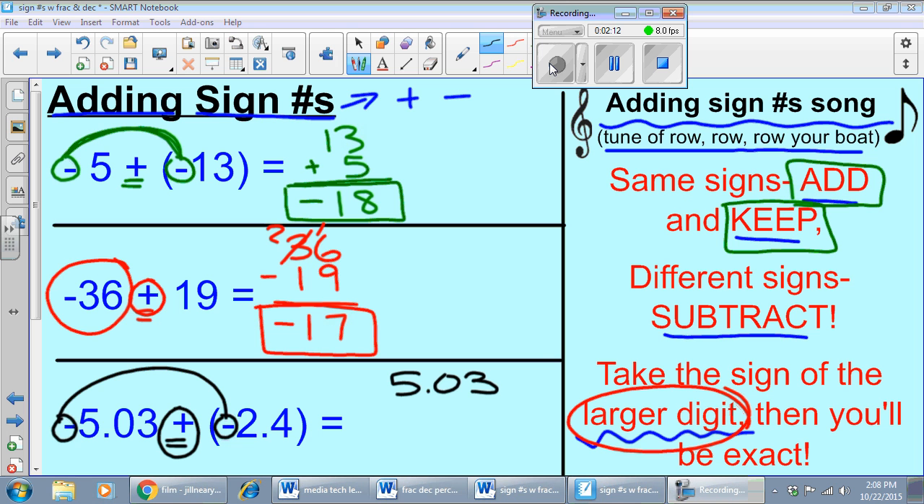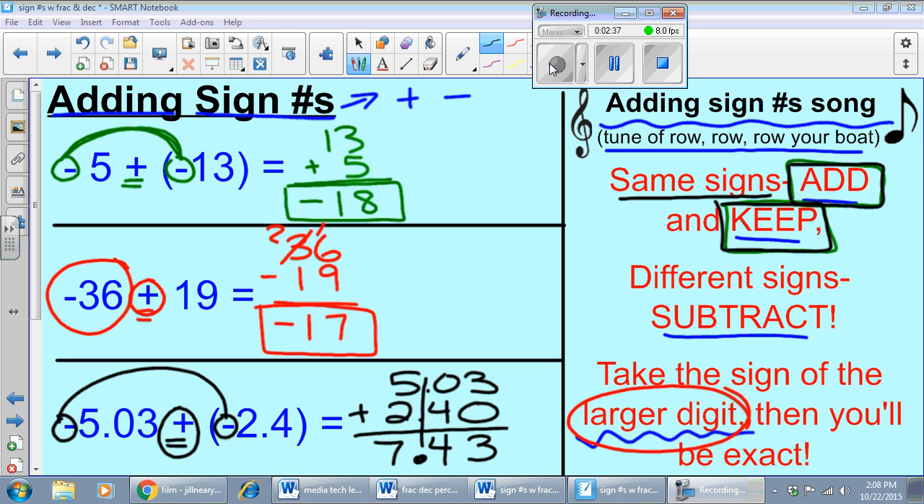And I also know that when I'm adding decimals, I have to keep the decimals in a straight line, not the digits. So my decimals are right here in a straight line. I can fill in a 0 as a placeholder, and now I'll add these digits and keep the sign, because when I'm adding the same signs, I add up the digits and keep their sign. So 3 plus 0 is 3, 0 plus 4 is 4, 5 plus 2 is 7. Both numbers originally had negative signs on them, so I will keep that sign on my final answer. Final answer being -7 and 43/100.